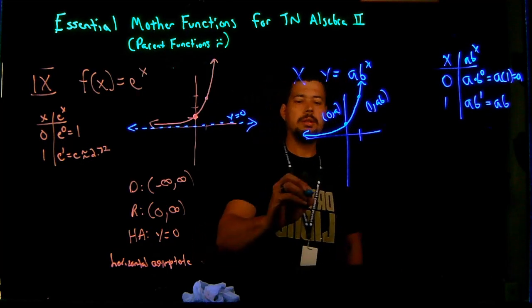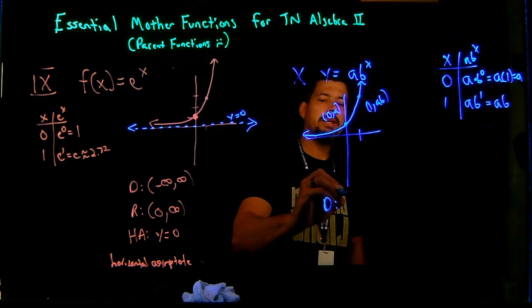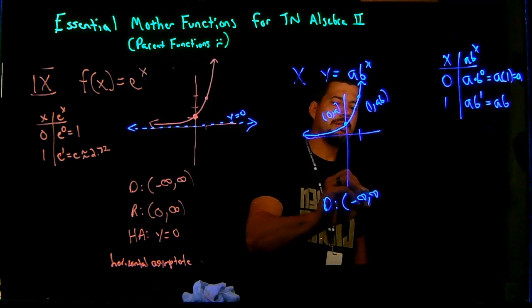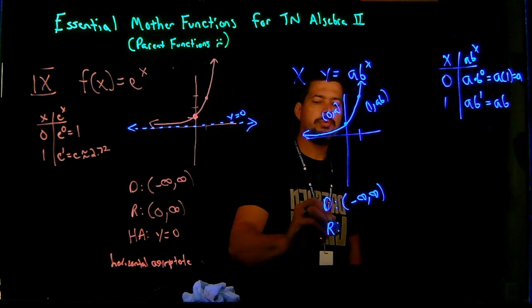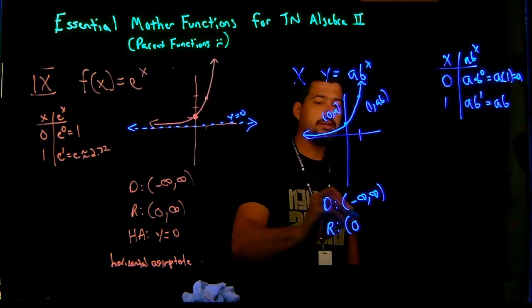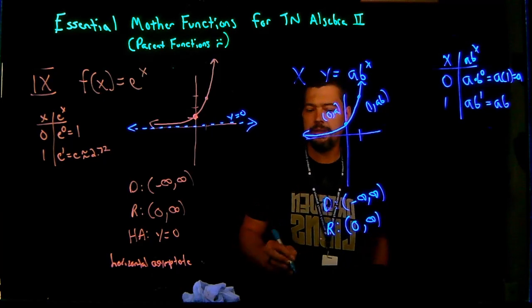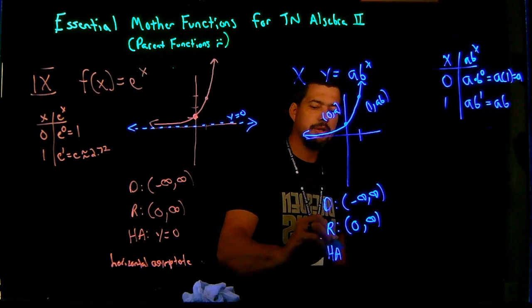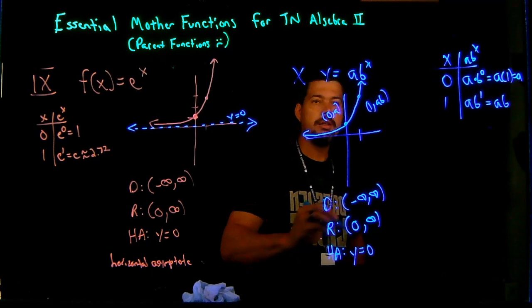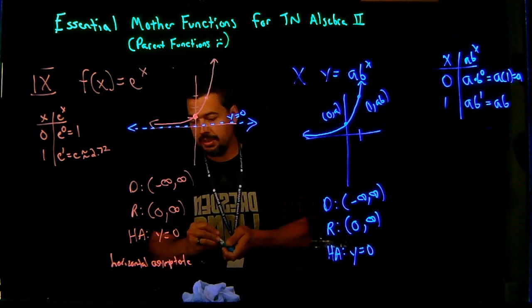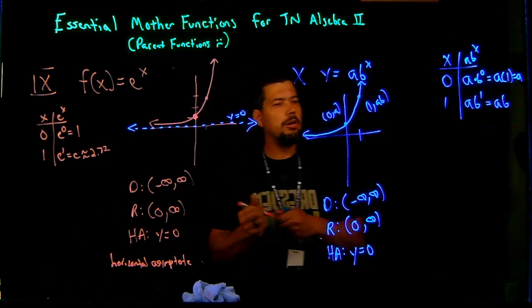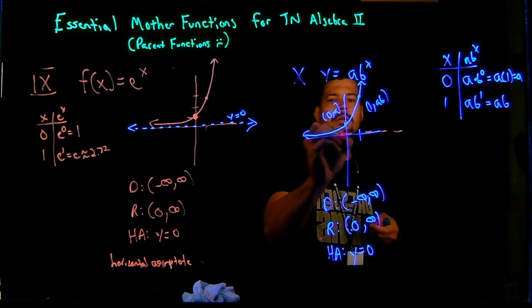Now, what's its domain? Its domain is negative infinity to positive infinity. It's an exponential growth function. Its range gets close to 0, and then rises to infinity. And this one has the same horizontal asymptote as the last one did, that is y equals 0. Don't worry, I'm almost done with these mother functions.